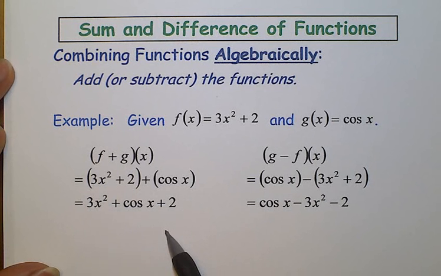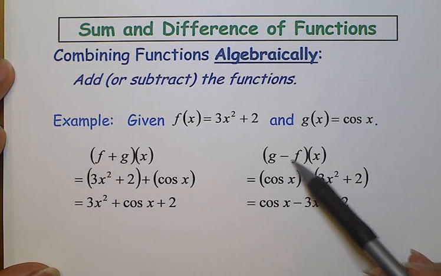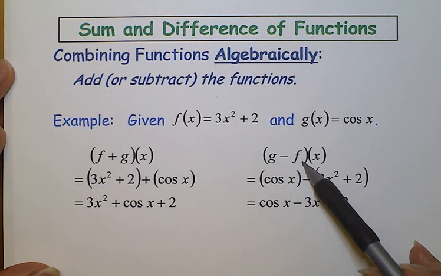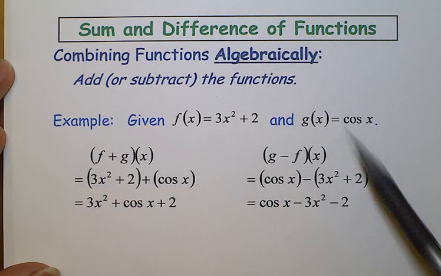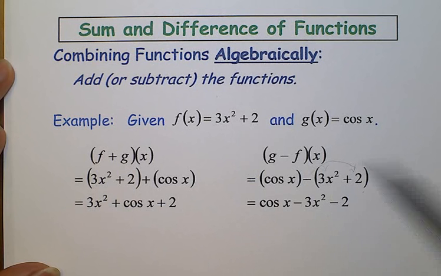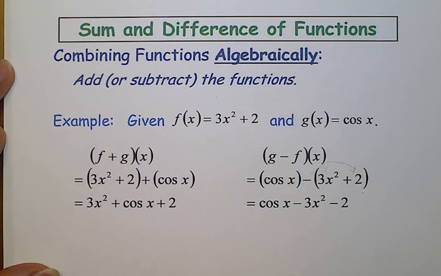Okay. In the second example, you'll notice that it says g minus f of x. And so what that means is I'm subtracting f of x from g of x. So g of x comes first, and I'm subtracting f of x from it. And if you simplify, remember that the negative indicates that it gets applied to every term that comes after it. So negative 3x squared and negative 2. Don't forget to change your signs. And if you simplify it, that's what it essentially looks like.